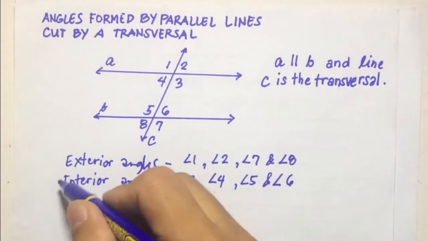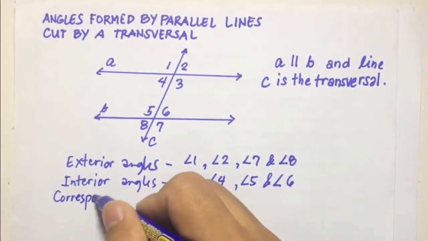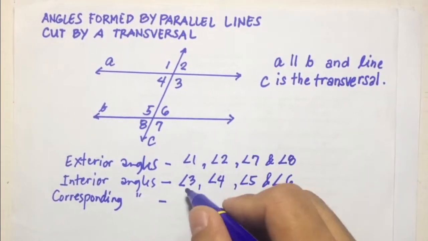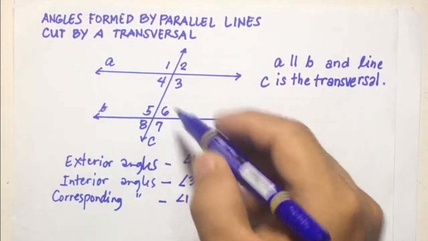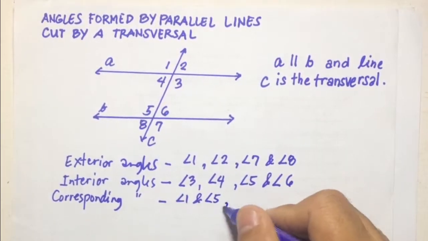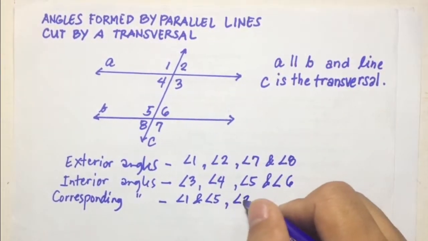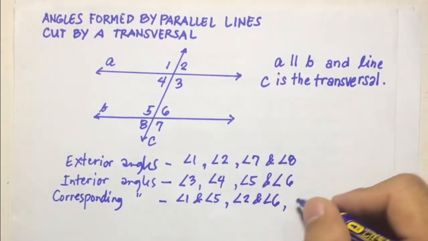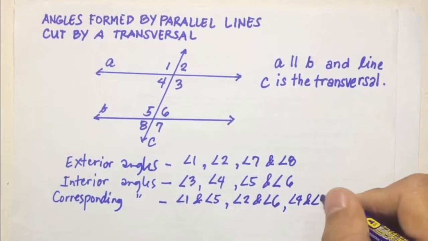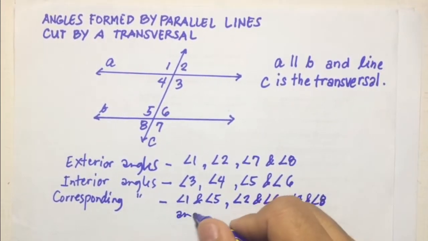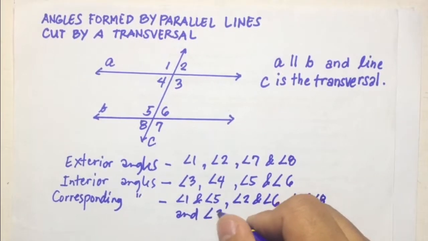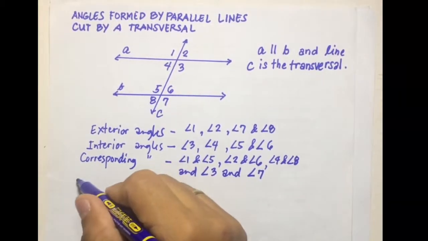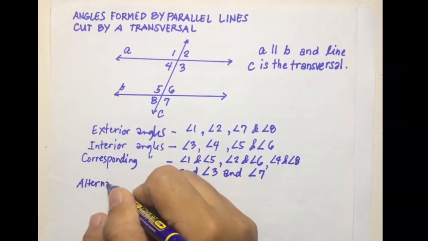Then we have what we call corresponding angles. Corresponding angles are pairs of angle 1 and angle 5, then angle 2 and angle 6, then angle 4 and angle 8, and lastly, angle 3 and angle 7.